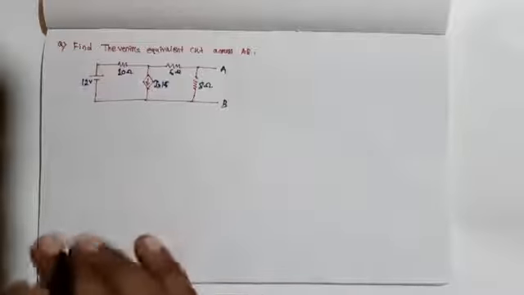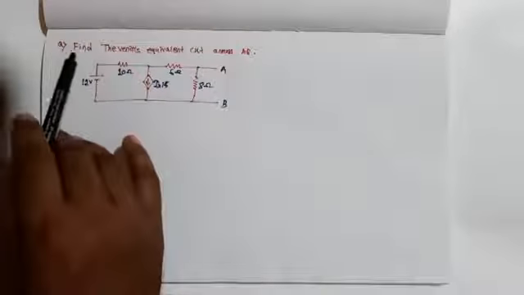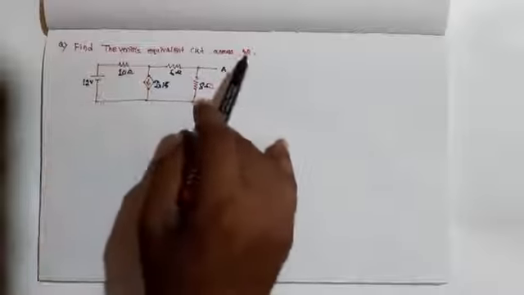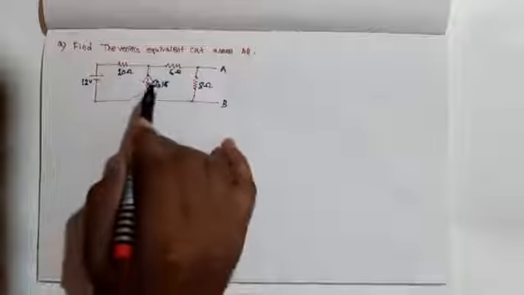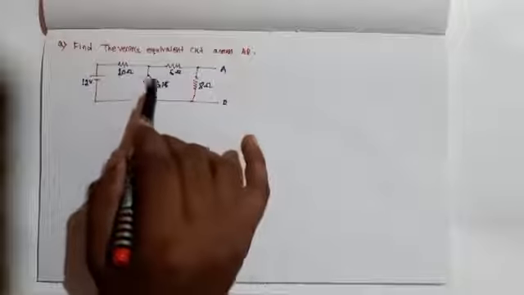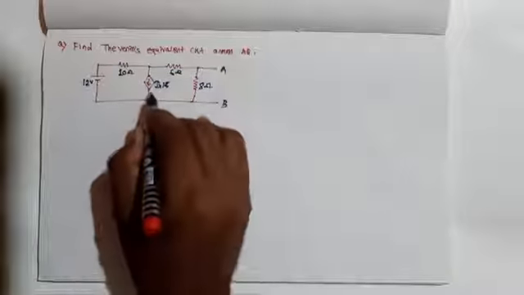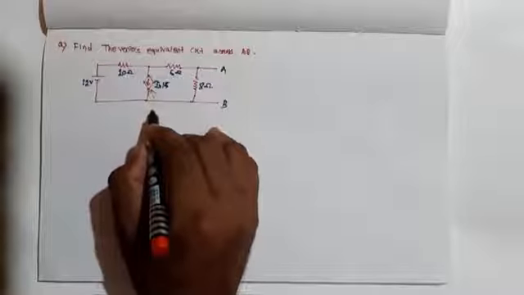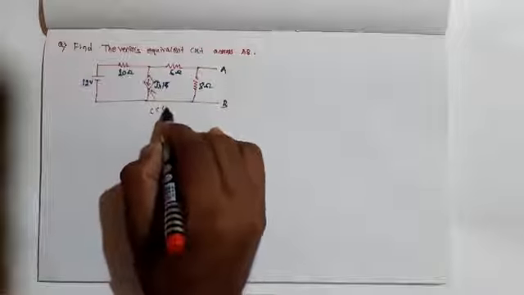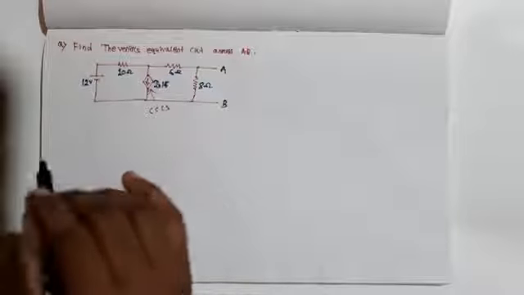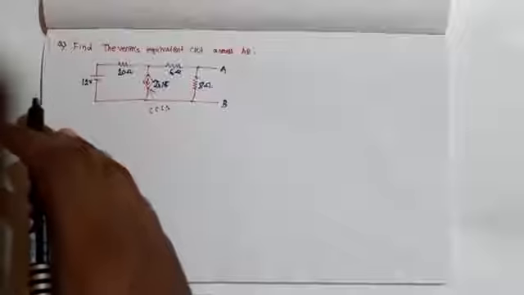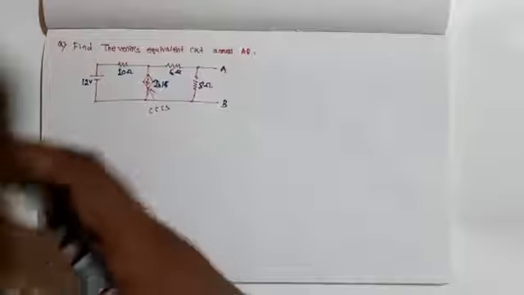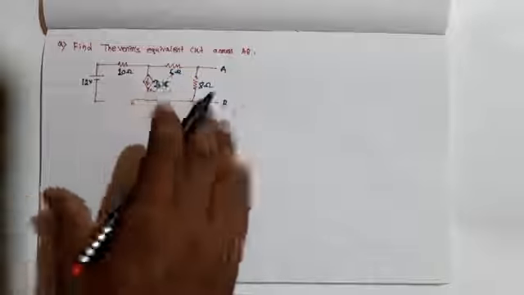See here, the question is to find the Thevenin's equivalent circuit across AB. Here the circuit has one dependent source, which is a current controlled current source. In this video, we are going to start how to apply Thevenin's theorem if a dependent source is present.